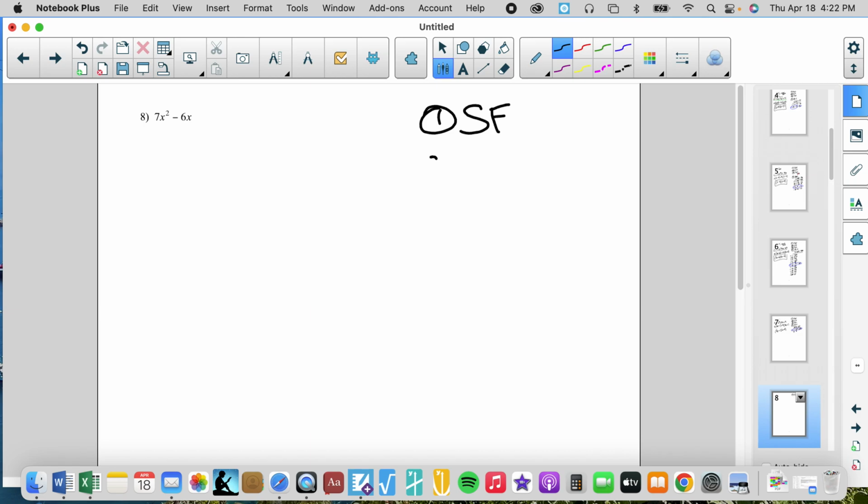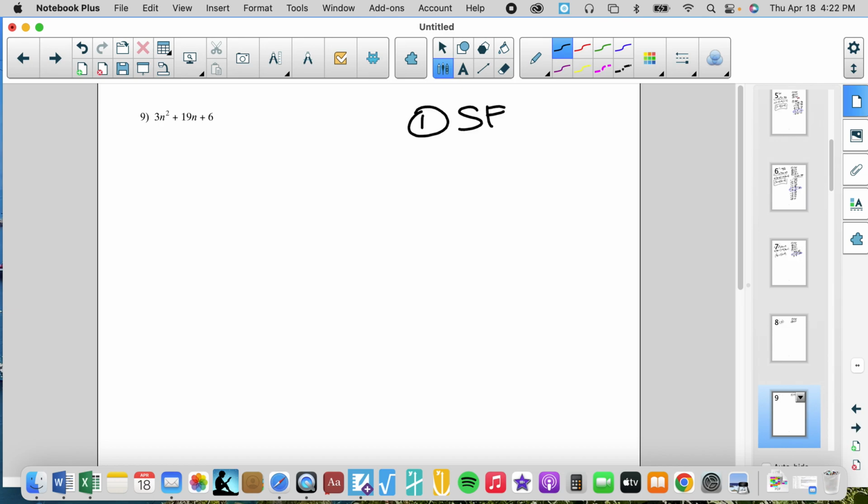Standard form, yep. That's a horrible 2. Common factor, yes. They both have an x. 7x minus 6. Nothing else can be factored from there, so this is my answer. I'm done.